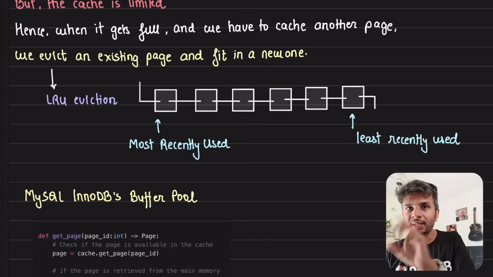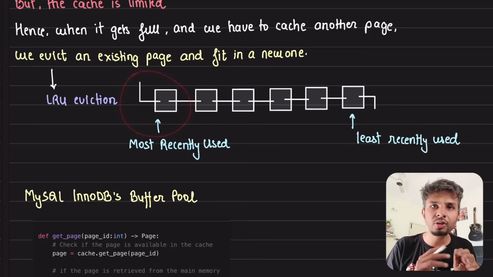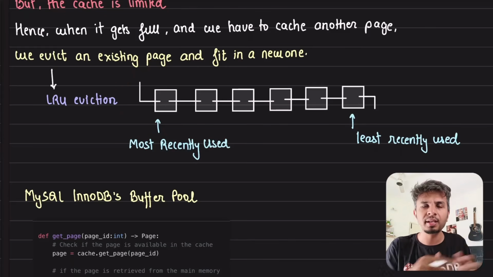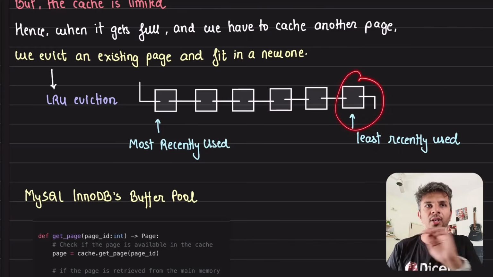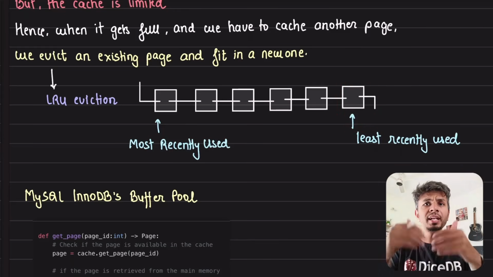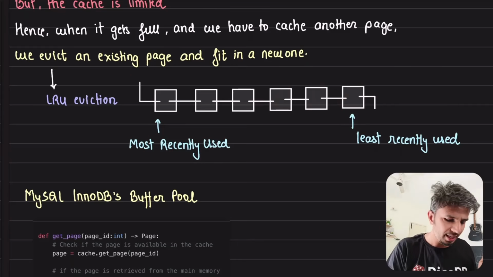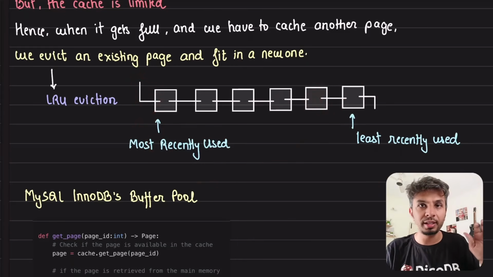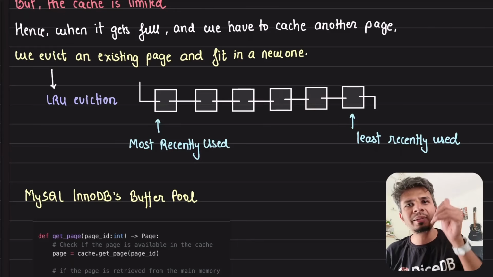And it maintains a doubly linked list. This is the doubly linked list. On the head, you have your most recently accessed pages and your least recently accessed pages on the tail. So when it comes to eviction, the least recently used pages are evicted, right? And whenever a page is accessed, it is pushed to the head of the list. Classic LRU implementation.